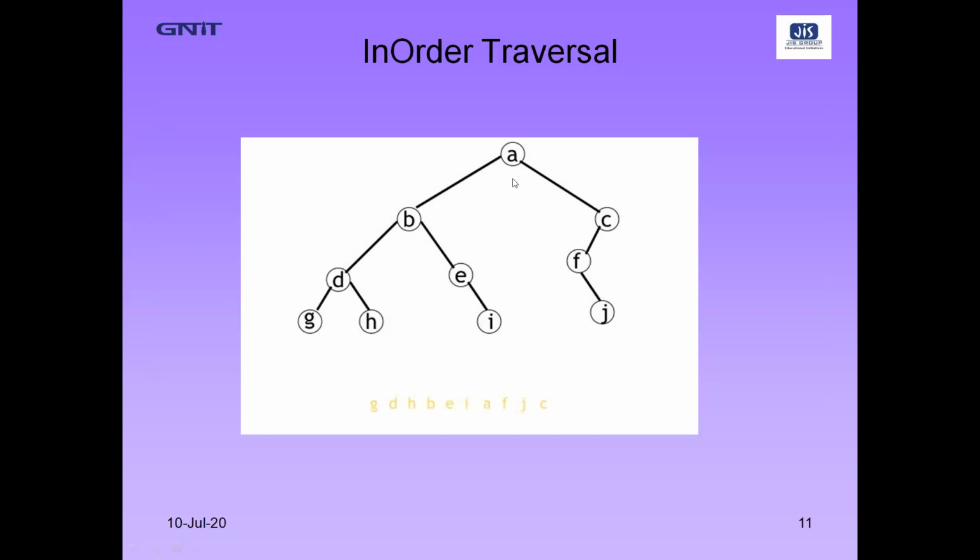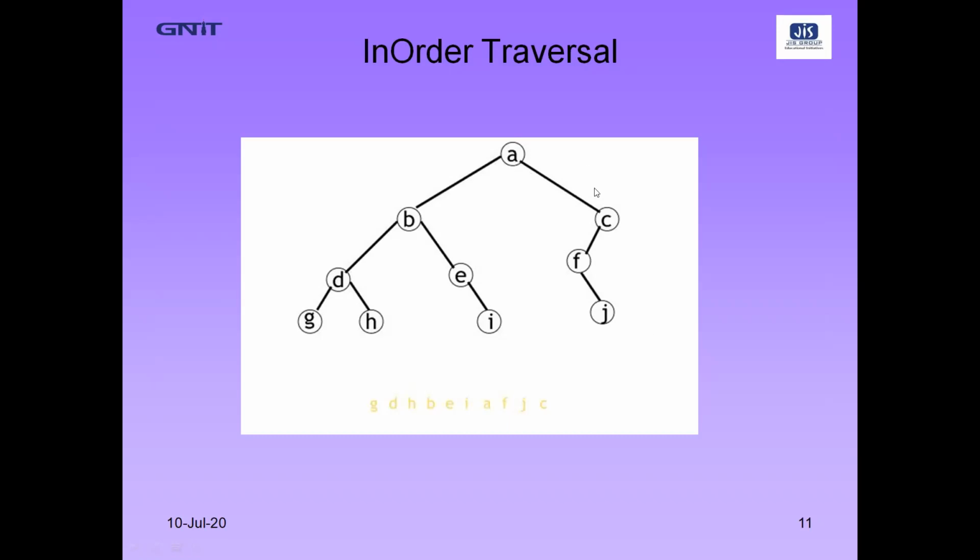Then we visit the root node of the tree. Then we visit the right subtree of the tree in order way. Now this tree here, the root node is A. Now the left subtree with respect to node A is this, whereas the right subtree with respect to node A is this.